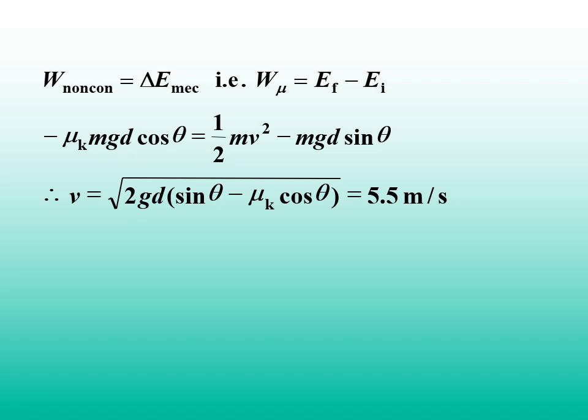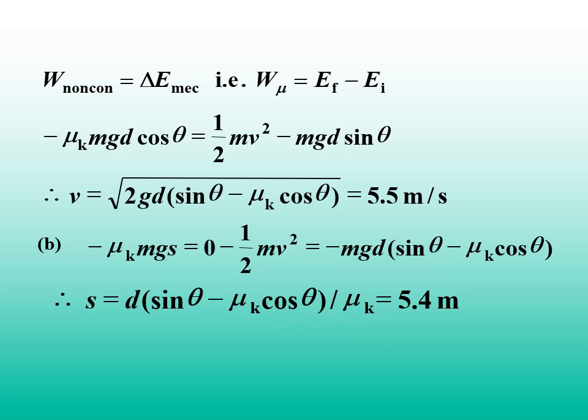E_F is the total mechanical energy at the bottom. It is 1/2 m v squared. The initial total mechanical energy is the potential energy at the top. It is m g d sine theta. Solve this equation for v and substitute g, d, mu k, and theta with the data given. We know the velocity is 5.5 meters per second as the crate reaches the bottom of the ramp.